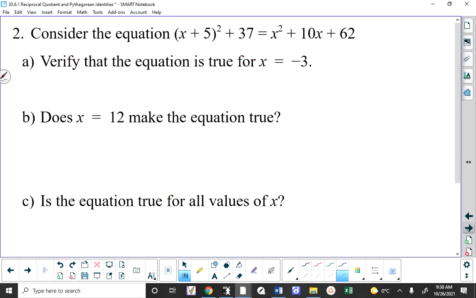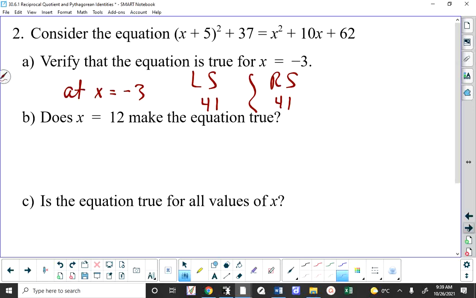Warm-up number 2, we have a different equation. This is x plus 5 quantity squared plus 37, and then it's equal to x squared plus 10x plus 62. I would like you to verify that if you put -3 in, the left and the right side will give you the same thing. Do you in fact get 41 for both?